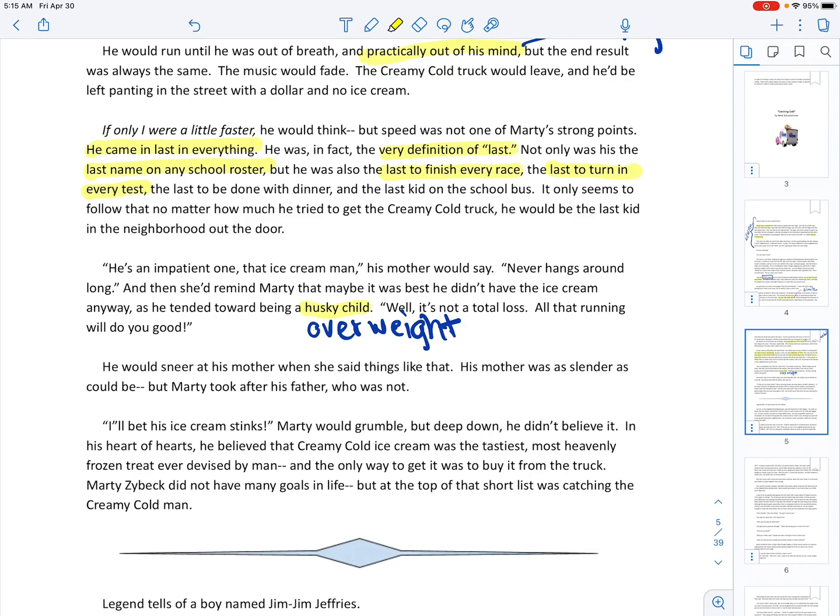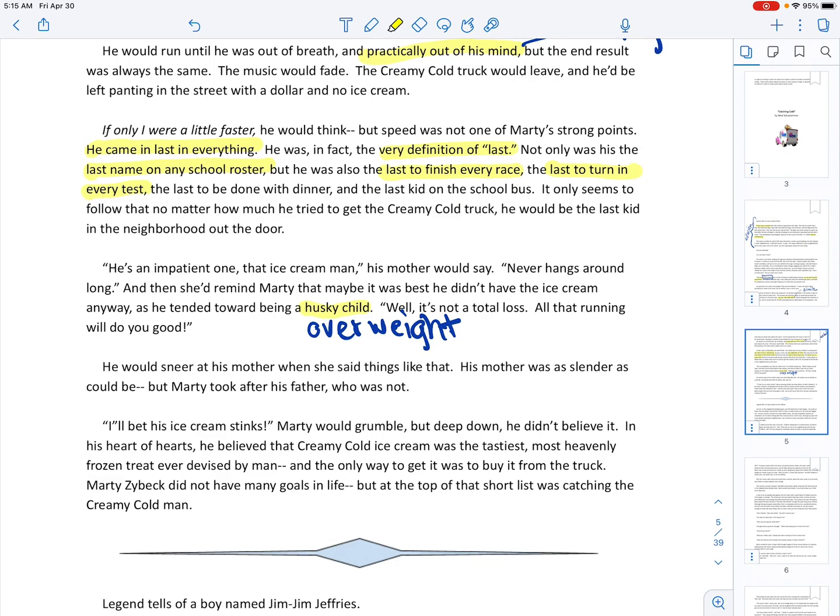But deep down, he didn't believe it. In his heart of hearts, he believed that creamy cold ice cream was the tastiest, most heavenly frozen treat ever devised by man. And the only way to get it was to buy it from the truck. Marty Zybeck didn't have many goals in life, but at the top of that short list was catching the creamy cold man.